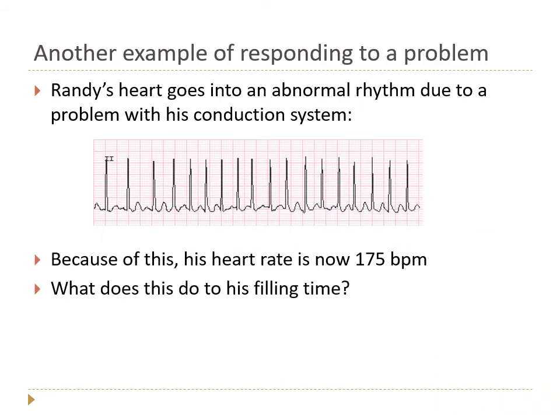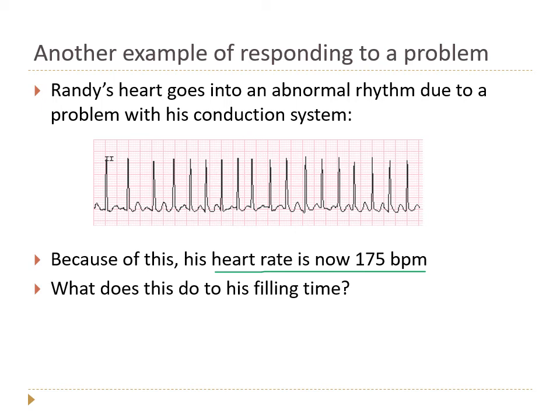So let's say that Randy's heart then goes into another abnormal rhythm due to a problem with his conduction system. This is an example of what we call a reentry tachycardia. So now his heart rate is 175 beats per minute. That's really fast, right? That's fine when you're exercising. That's appropriate when you're exercising. But if you're just at rest, that feels pretty lousy. And one of the reasons that that feels lousy is because your filling time now is really, really short.